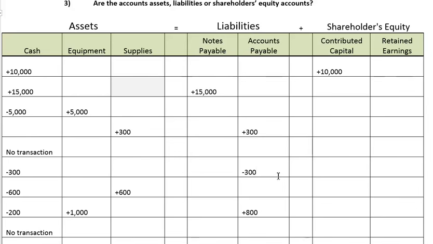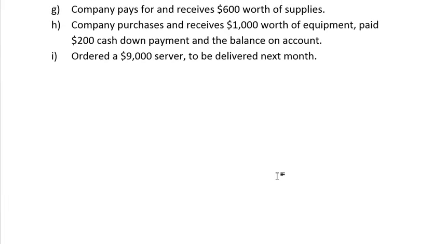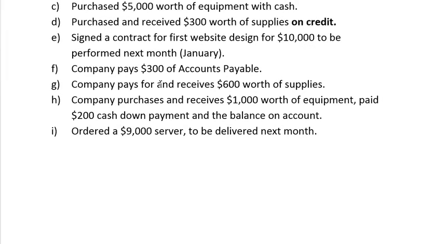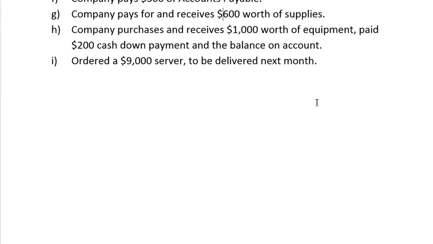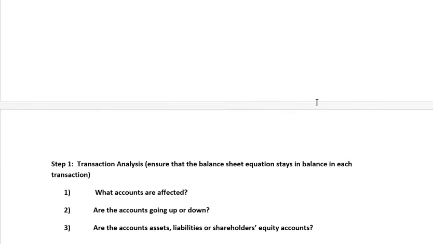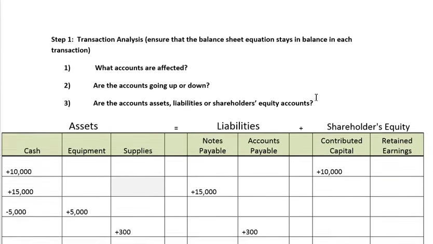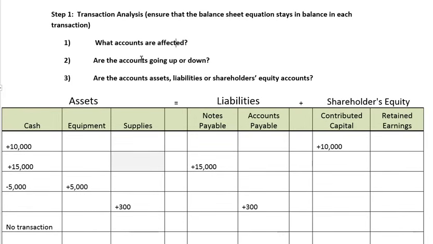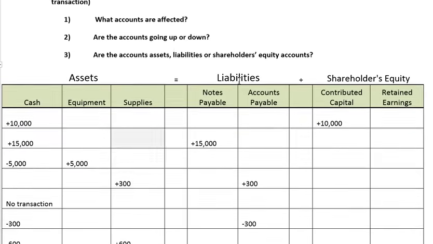Now what happens? The next transaction says that the company paid for and received $600 worth of supplies. So what accounts are affected in our transaction analysis? Well, we know that cash is affected because we paid in cash according to the question, and we also know that supplies are affected because that's what we're getting. So how does this affect the accounting equation? Well, are the accounts going up or down?